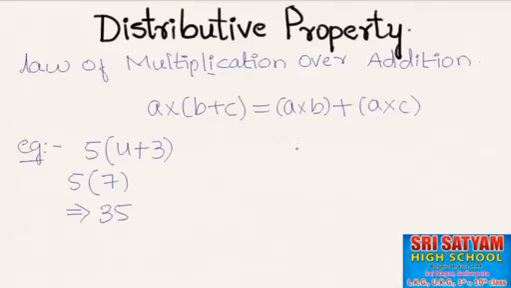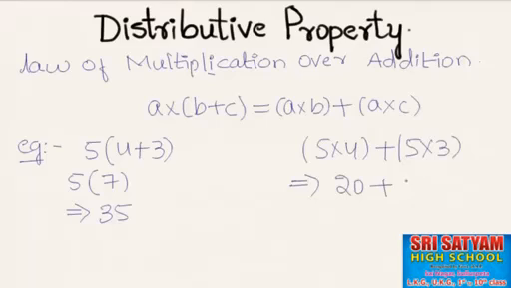And now let us multiply the numbers in the sum individually. So here we get 5 into 4 plus 5 into 3. That implies 5 into 4 is 20 plus 5 into 3, which is 15. So we get 20 plus 15, that is equal to 35. Hence both the values are equal. So we can say that the distributive law of multiplication over addition is a closed operation.